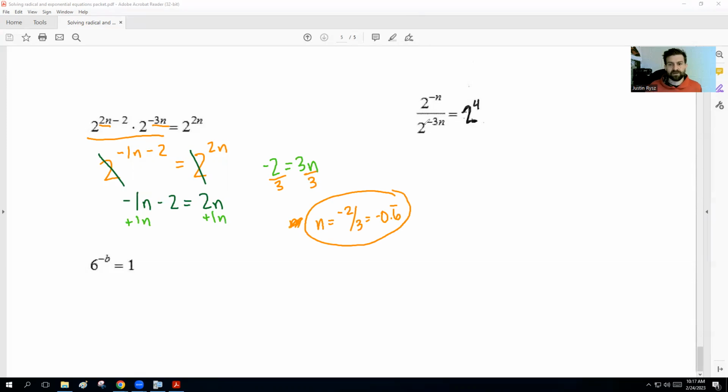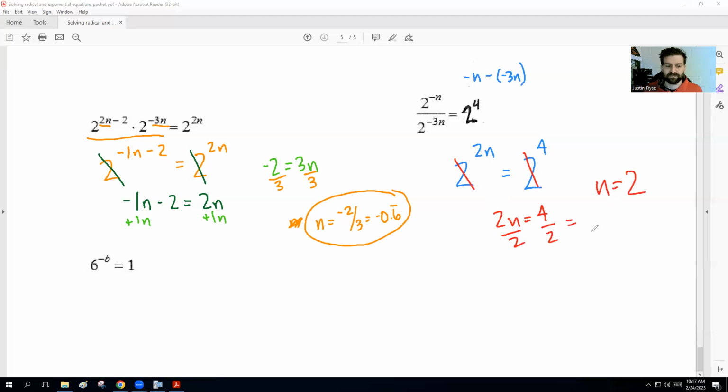If you want to, pause this video and try it on your own. Okay, so when we divide, we subtract the exponents. We're going to do negative n minus a negative 3n. Dividing, you subtract. So that'd be negative 1n plus 3, which gives us 2n is equal to 2 to the 4th power. Hey, this seems familiar. We get 2n is equal to 4. When we divide by 2, we get n equals 2.